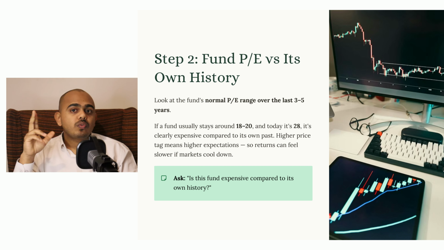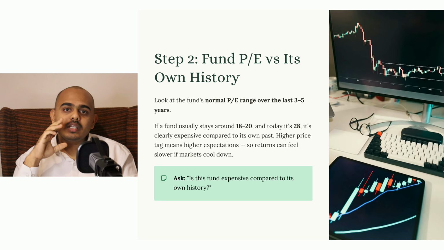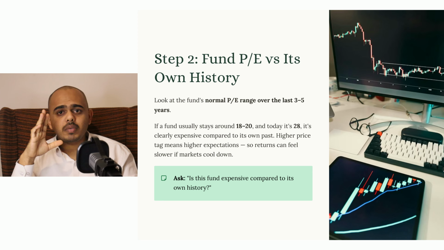Now, where do you find portfolio PE? Usually in the fact sheet, under portfolio characteristics or fund metrics. If it's not there, check the AMC fact sheet. AMC means asset management company, the fund house.